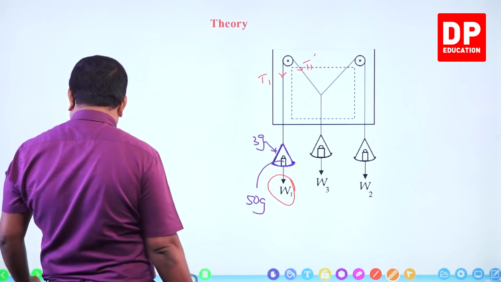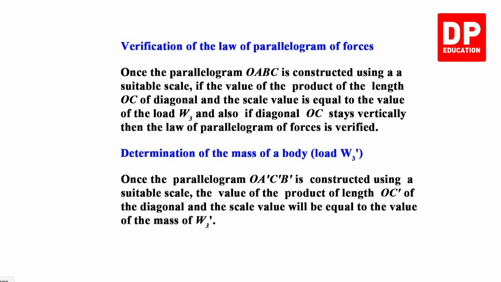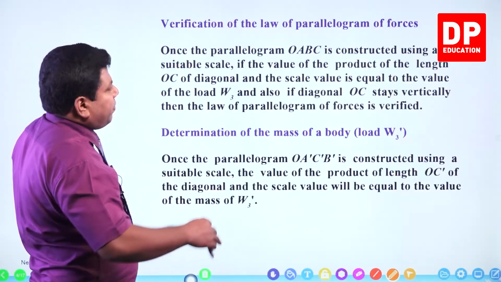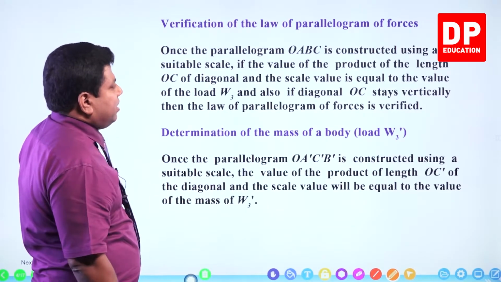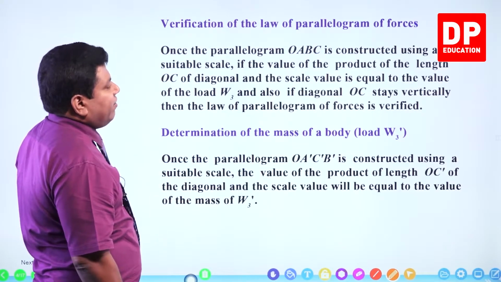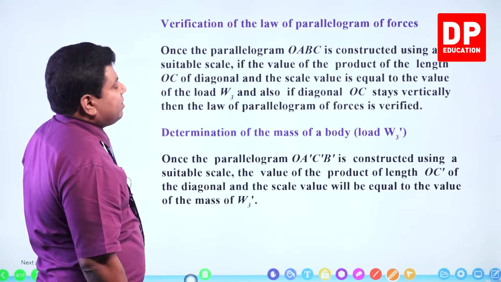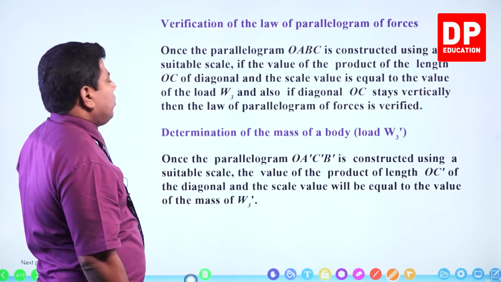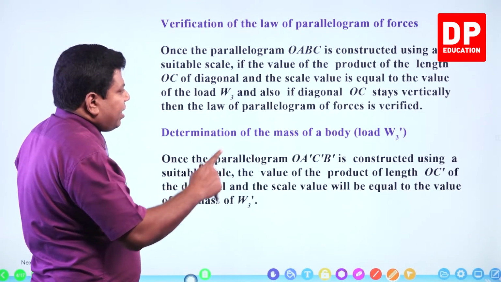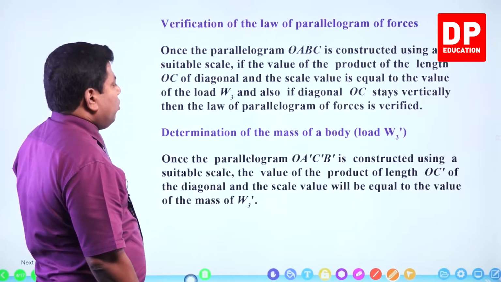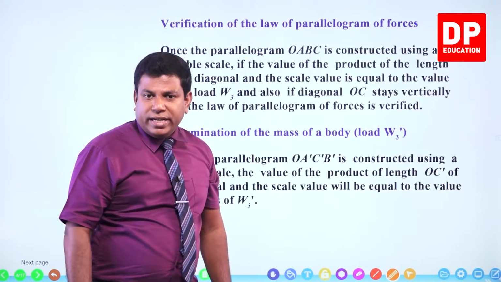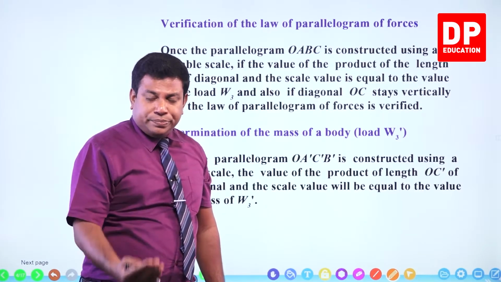Theory I already explained. Verification of the law of parallelogram of forces. Once the parallelogram OABC is constructed using a suitable scale, if the product of the length of diagonal OC and the scale value is equal to the value of the load W3, and also if diagonal OC stays vertical, then the law of parallelogram of forces is verified. I told you there are two conditions.